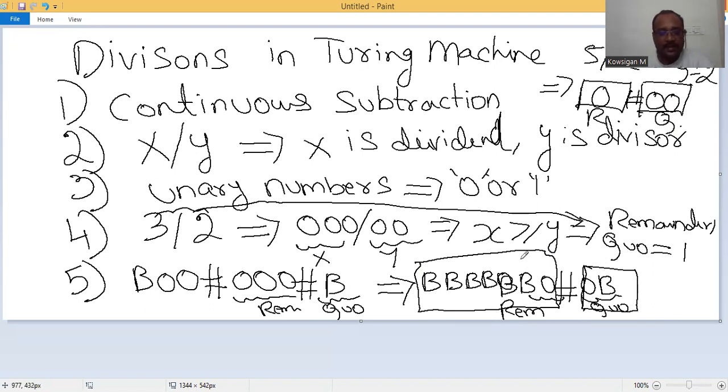So this is the introduction to division in Turing machine. In the next lecture, we will discuss in detail how we can perform the division operation using unary numbers in Turing machine. Okay, thank you.